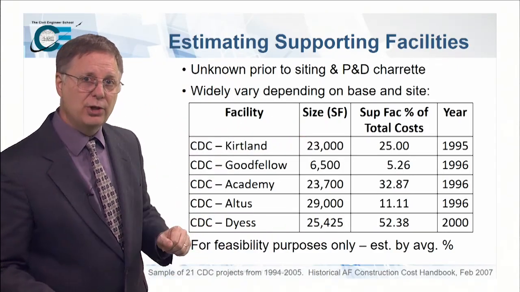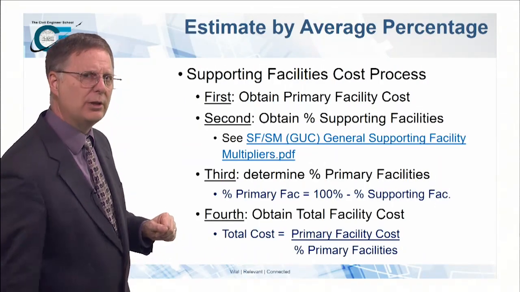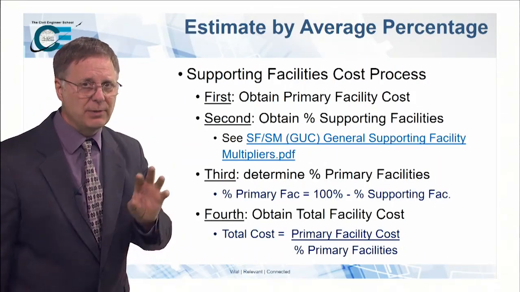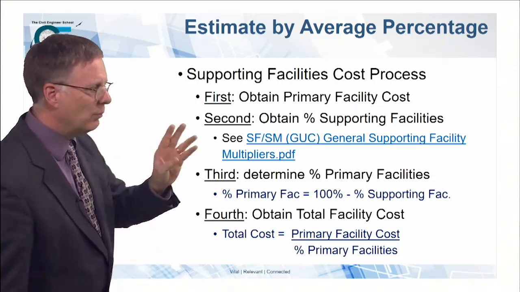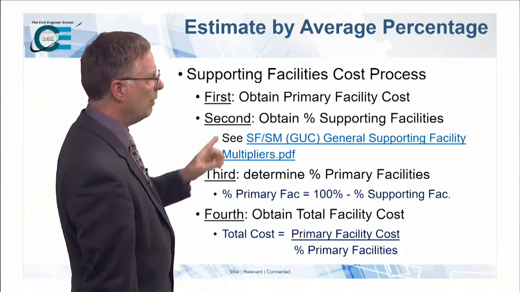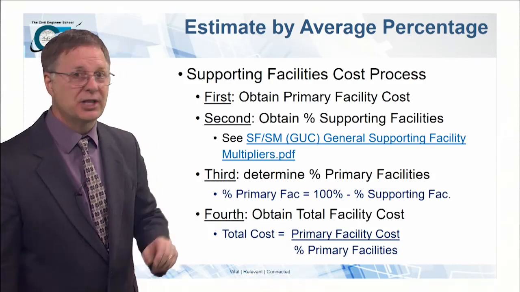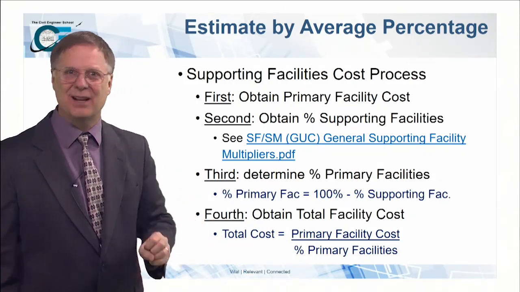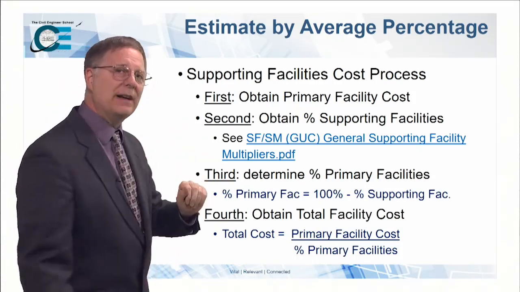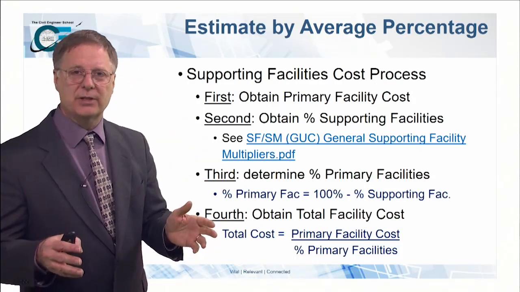So let's see what you can do with that average and what it's going to do to help you. For a quick estimate, something you can do immediately without having to shred or anything like that, what can we come up with? Well, first you have to come up with the primary facility cost. Did it, right? We've got that number, that $9 million figure. Then we have to find out what the percentage of average supporting facilities costs are.